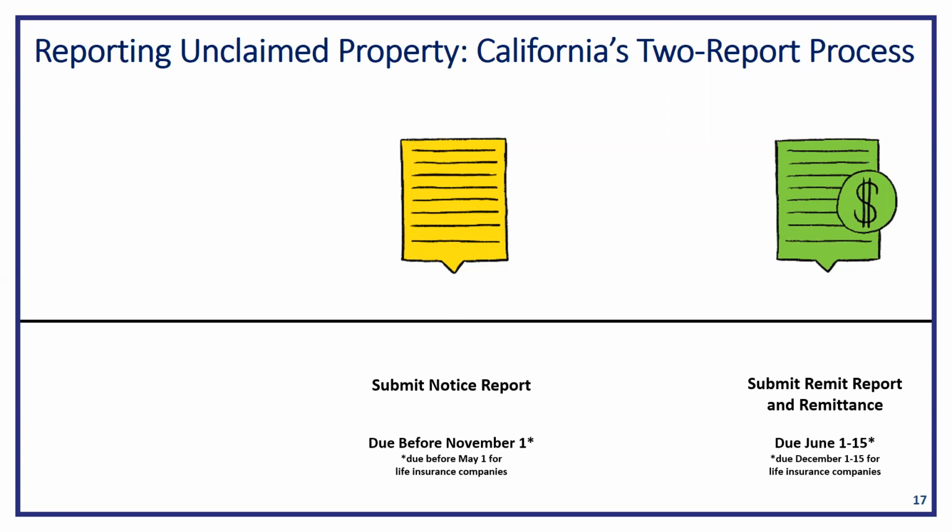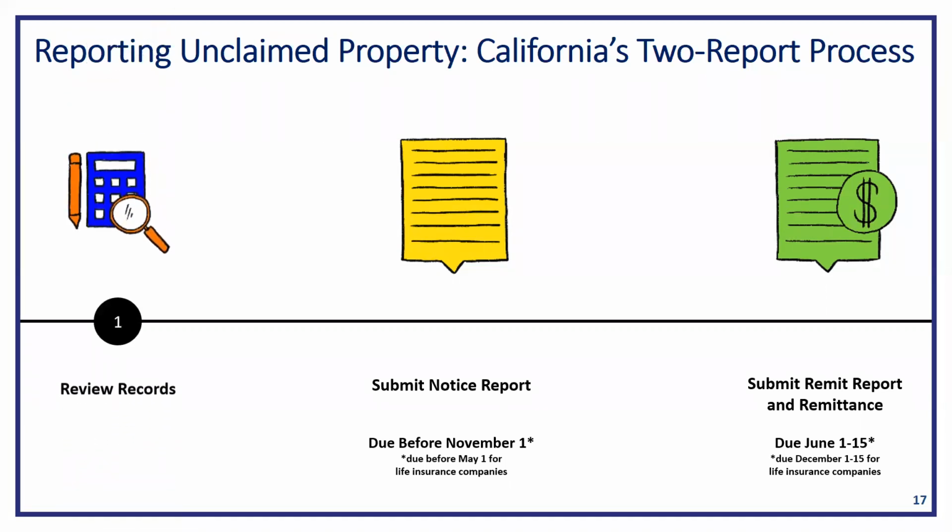However, holders must perform 3 additional tasks to effectively complete the reporting process, and I'm going to introduce those now. Step 1 is reviewing books and records, as we just discussed, to identify any property that is in danger of becoming unclaimed and subject to reporting.